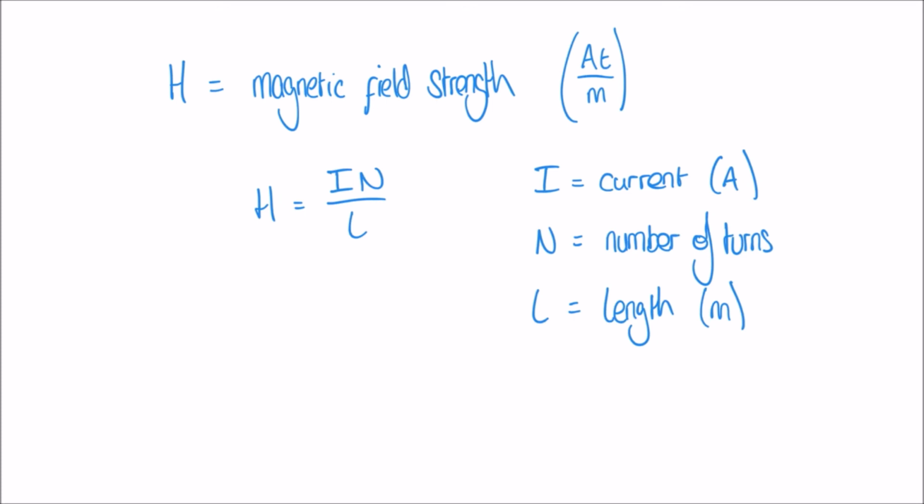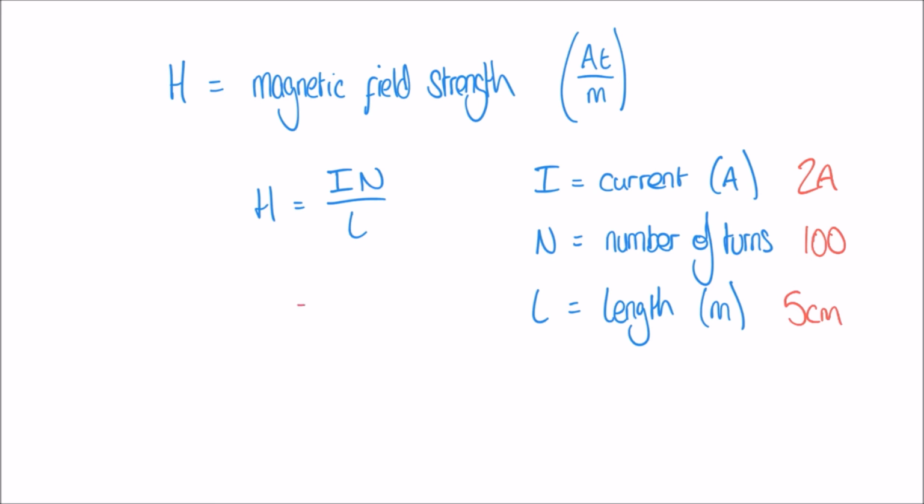Let's have a go at a quick example of calculating the magnetic field strength of a solenoid. Let's say that we have a solenoid that is carrying a current of 2 amps. So I'll just make a note on the side there, 2 amps. And let's say that it has 100 turns, and it has a length of 5 centimeters. So let's put those values into our formula and see if we can calculate a magnetic field strength.